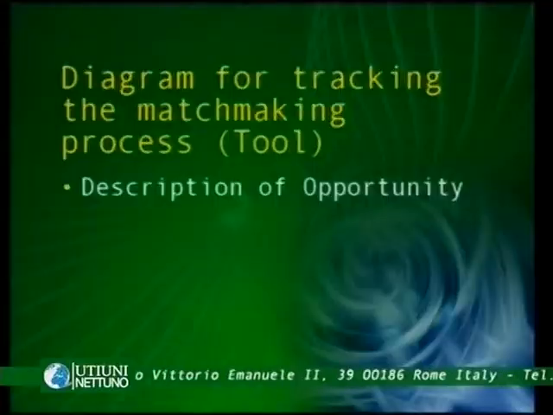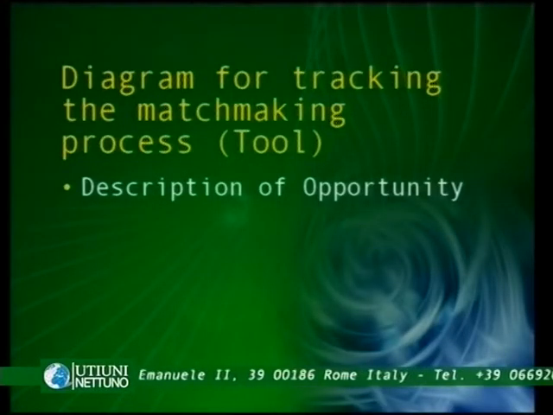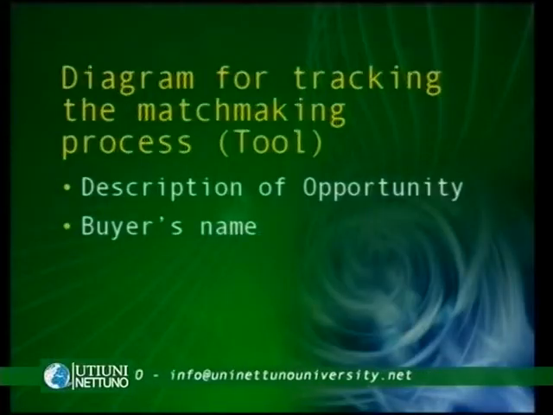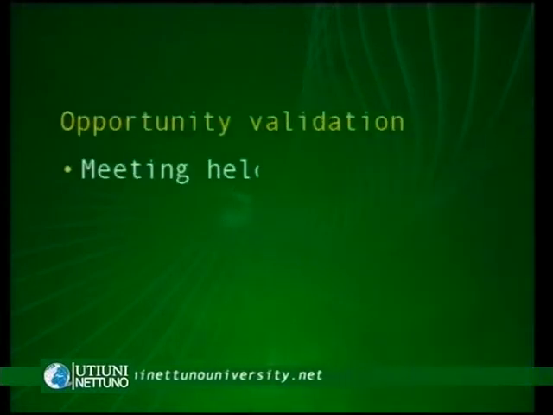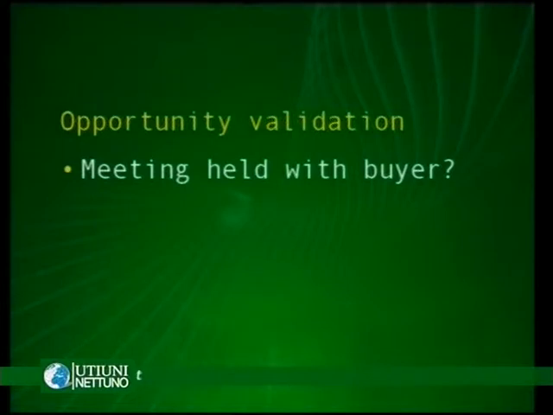It gives a description of the opportunity. It's important. We can't look at opportunities if we don't know the physiology of the opportunity. The buyer's name, then the opportunity validation is the next piece of information. I would like to just go back to the previous slide.